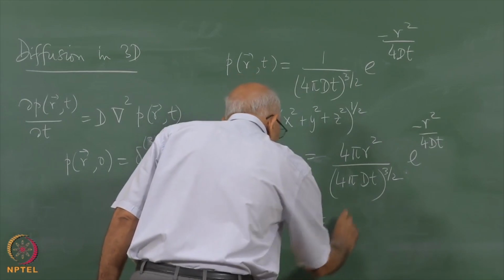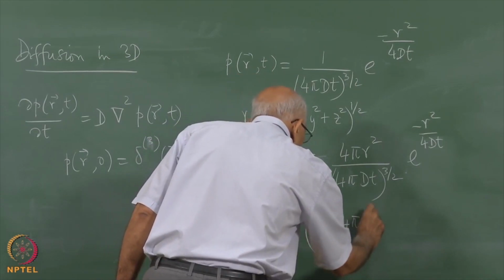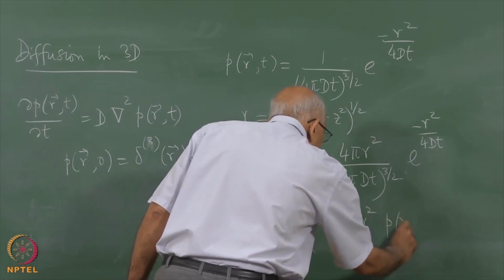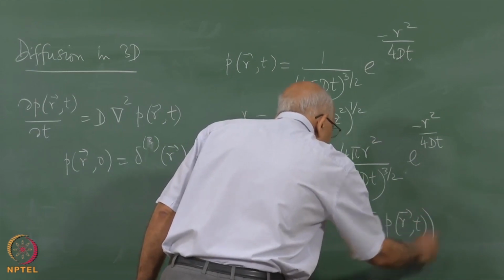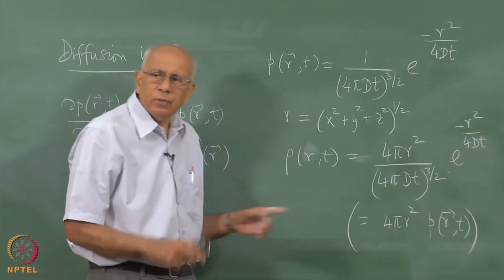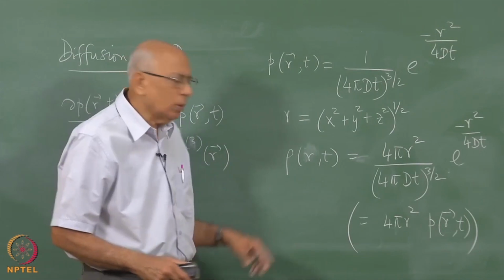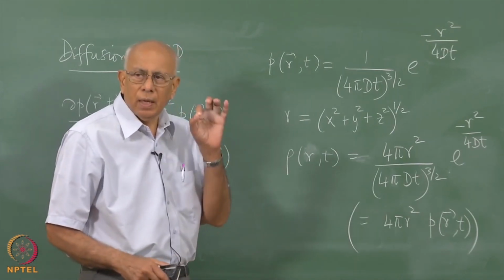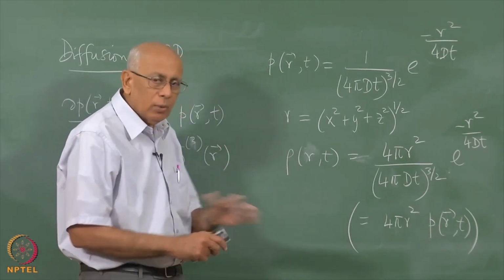This is equal to 4 pi R squared P of R and T. That is what I meant to say. This is guaranteed to be normalized from 0 to infinity in R. So you integrate from 0 to infinity R times dR times this and you get 1.